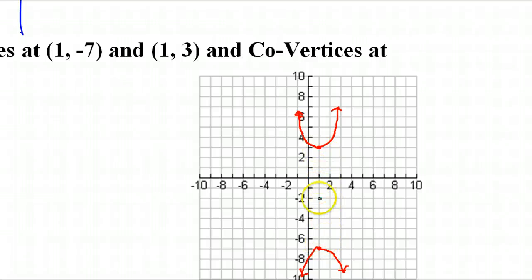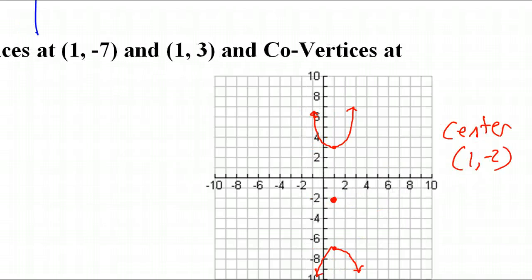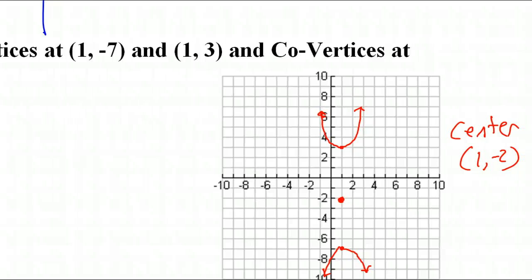So look, this is 3 up, 7 down. It's a total of 10. So that means 5 should be halfway. So 1, 2, 3, 4, 5. So this is the center right here. And ladies and gentlemen, I'll just put it over here. The center is (1, -2). So that tells me a lot about this hyperbola.